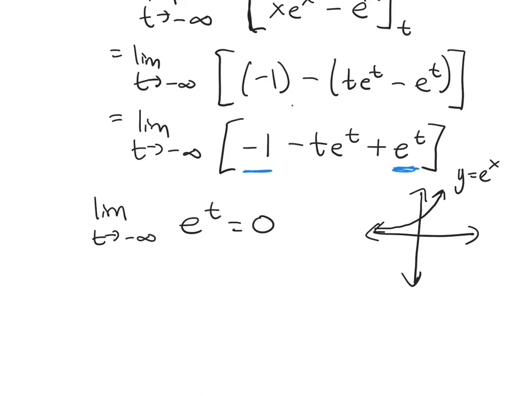So the only term that's left now is this one in the middle for me to calculate the limit of. So let's go ahead and do that one. The limit as t goes to negative infinity, it's really a minus, but I'm not going to care about the minus for now. T e to the negative t.